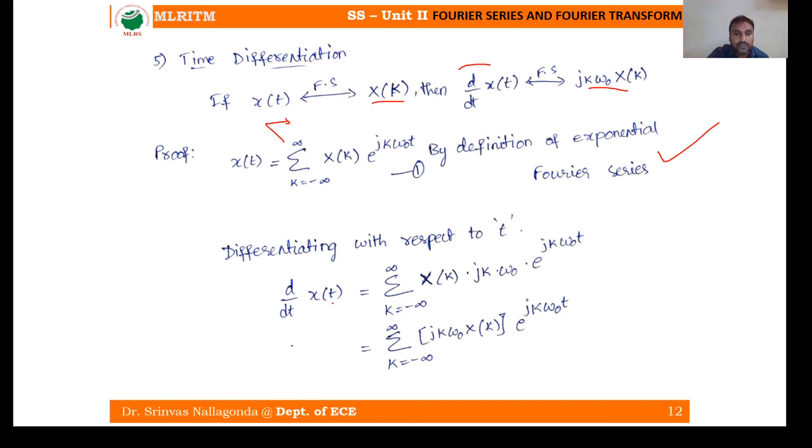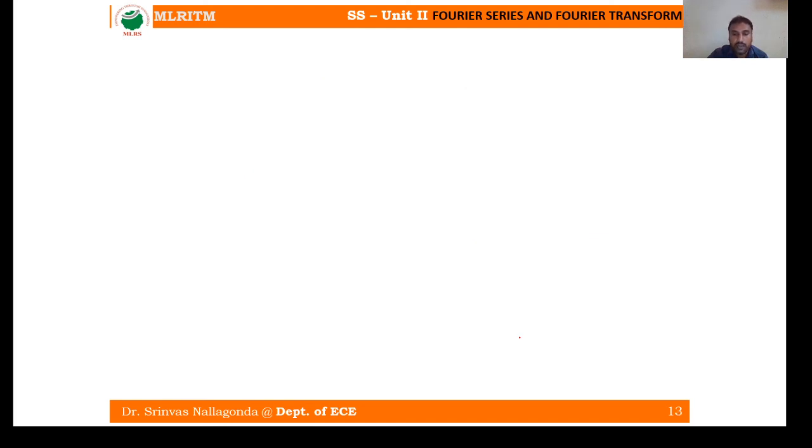So d by dt of x of t is equal to summation k equal to minus infinity to infinity X of k into jk omega naught. Why am I getting this? I am differentiating with respect to t. So here X of k is constant and the t term is there. d by dx of e power ax is a into e power ax. Like that, jk omega naught into e power jk omega naught t. Summation k equal to minus infinity to infinity jk omega naught X of k e power jk omega naught t.